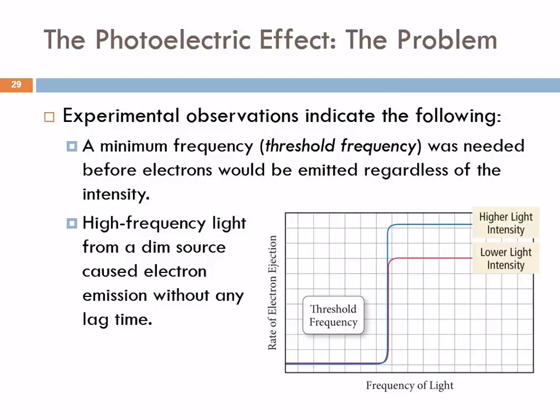So this is what actually was observed. If we increase the frequency of the light, we start with a low frequency, no electrons were ejected. You could wait all day long, nothing happens. You get to a certain point and electrons start being emitted. If you have low intensity, you would get a particular level, and if you had high intensity, you get a higher level. But as you increase the frequency of the light, that didn't affect how much was being emitted. It had to do with the frequency of the light. And there was no lag time involved.